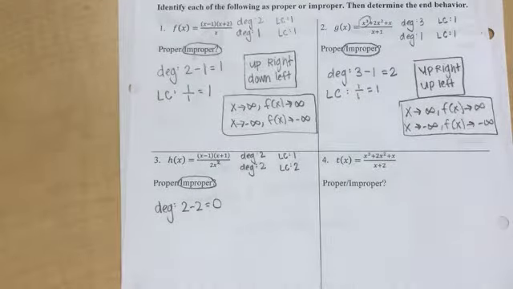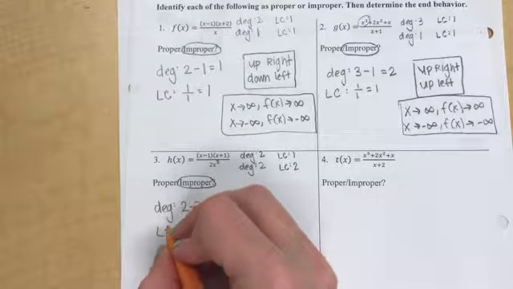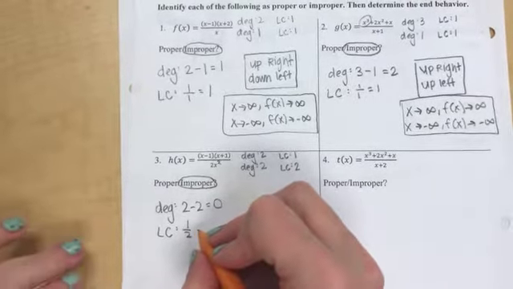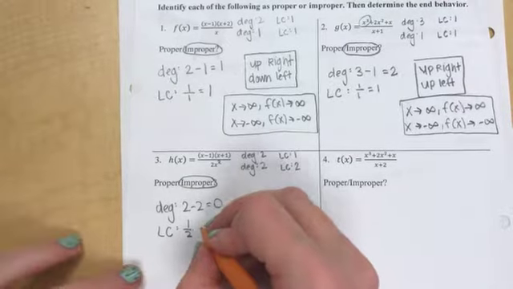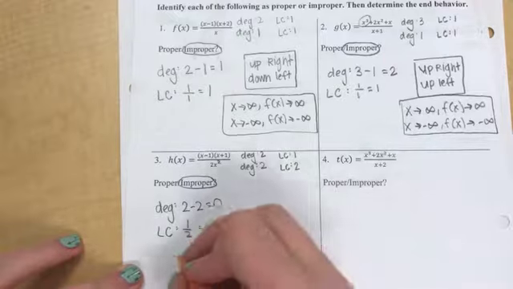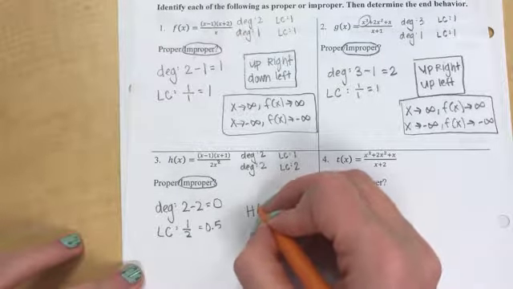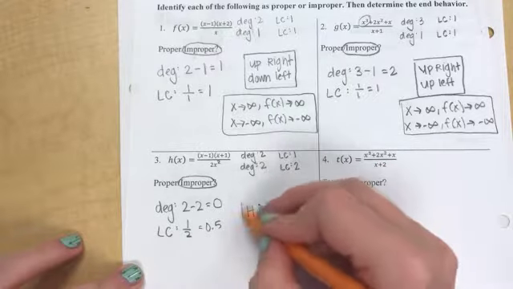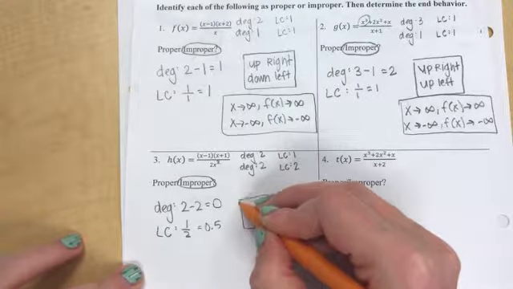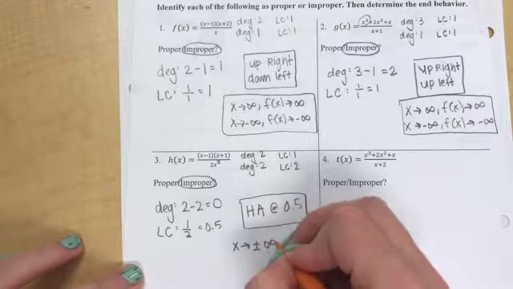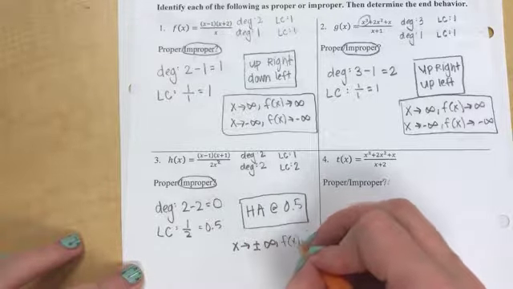That's an indicator that I'm going to have a horizontal asymptote at my leading coefficient, which is 1 over 2, which I can leave as 1/2, or 0.5. So I can say for my end behavior that there's a horizontal asymptote at 0.5. I would accept that. Or as x approaches both positive and negative infinity, f of x approaches 0.5.